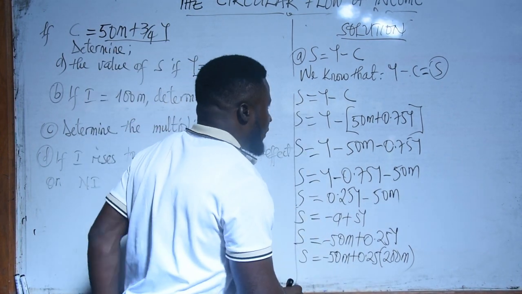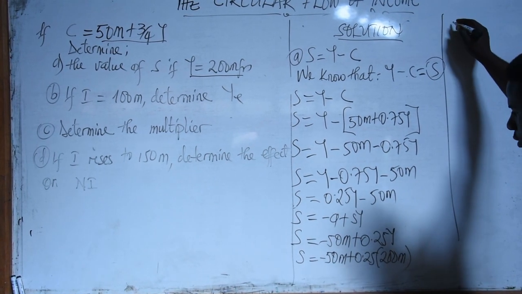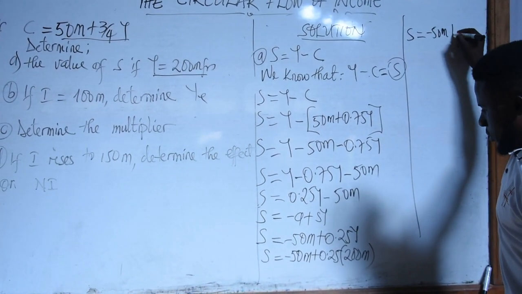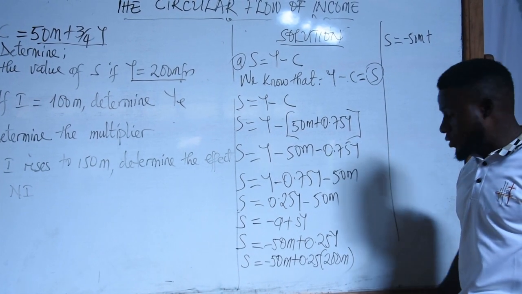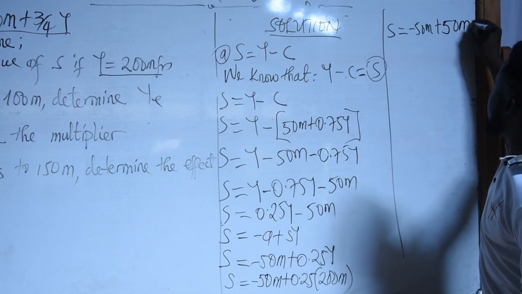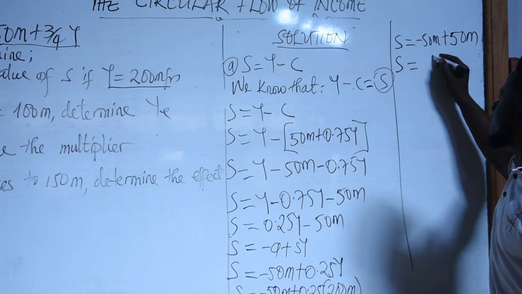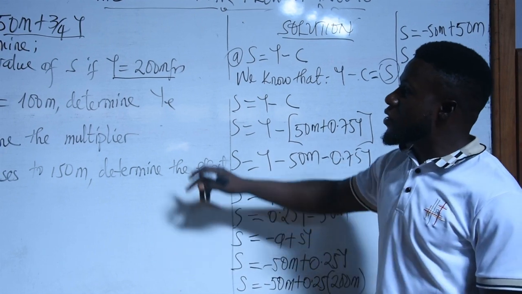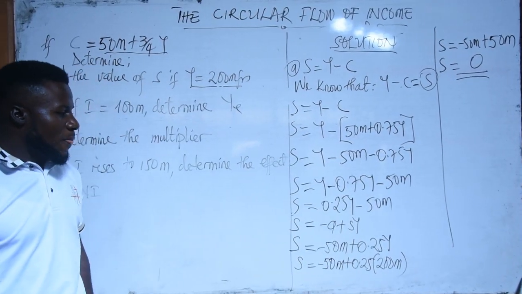S is equal to negative 50 million plus 0.25 multiplied by 200 million, which gives us 50 million. So S is equal to negative 50 million plus 50 million, which gives us 0. So the amount of savings in this economy is 0 if income is equal to 200 million. So that is what you do.